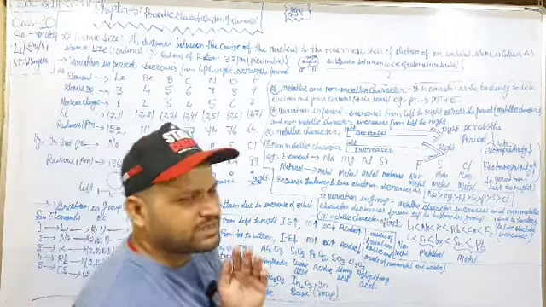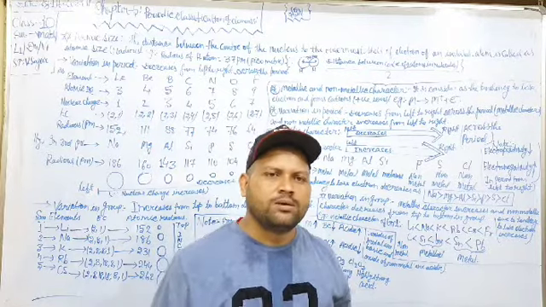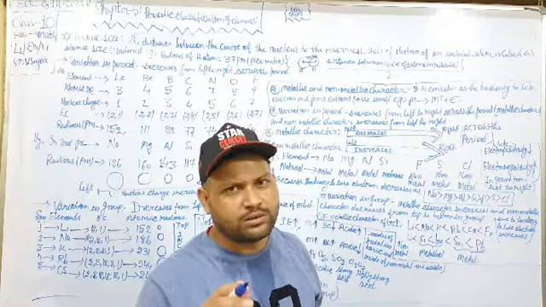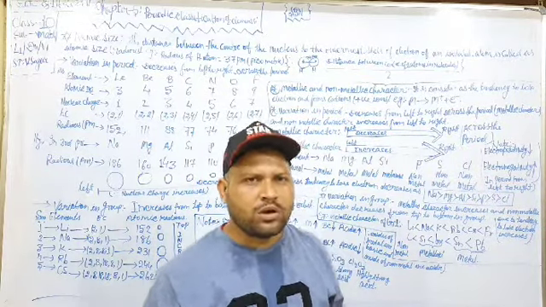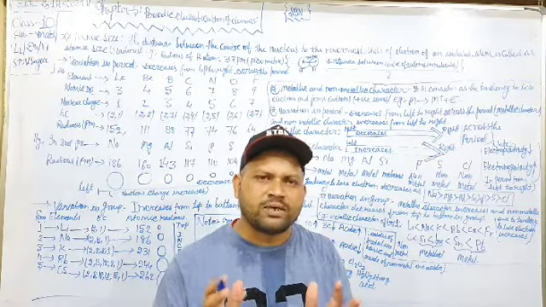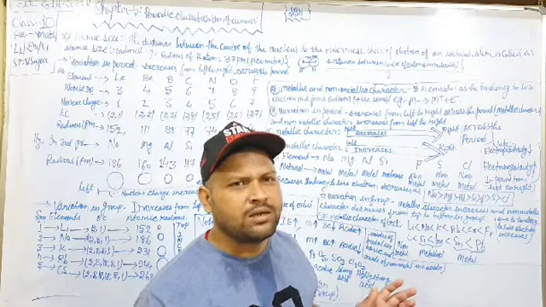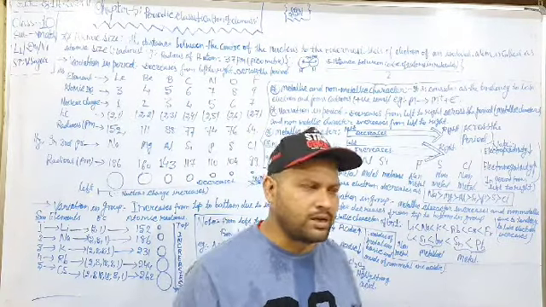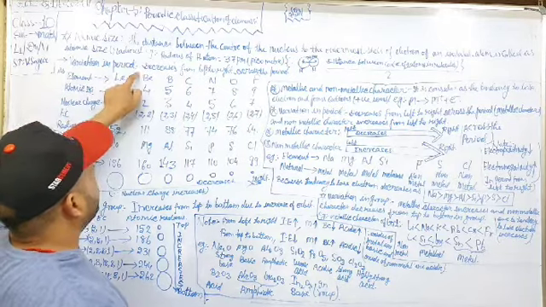Here, atomic size depends upon two properties. First is nuclear charge and the second is the number of orbits. Always keep it in mind. Now look at how the variation of atomic size takes place in periods and groups. Come and look here, variation in periods.